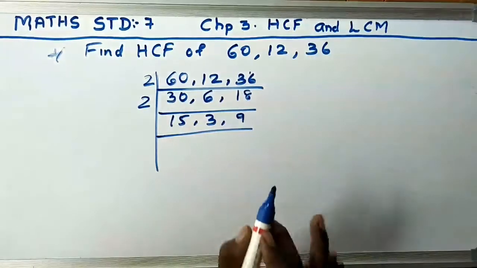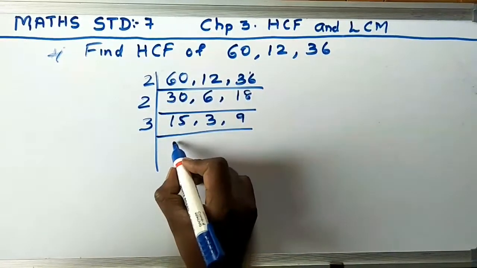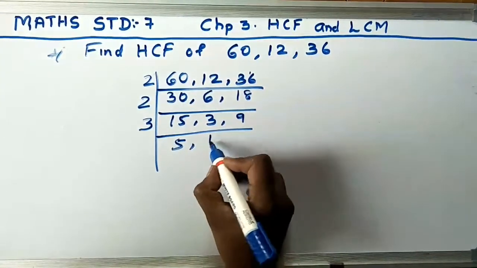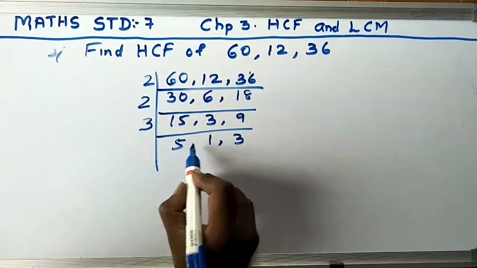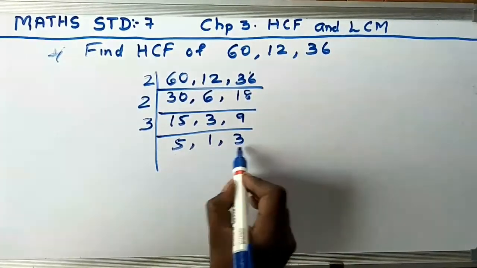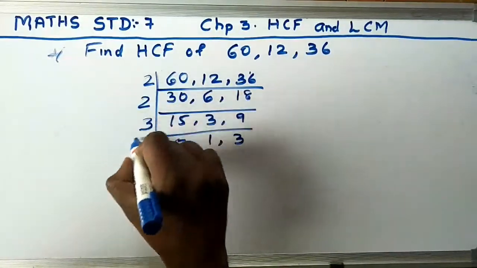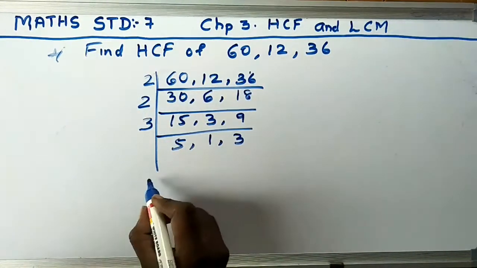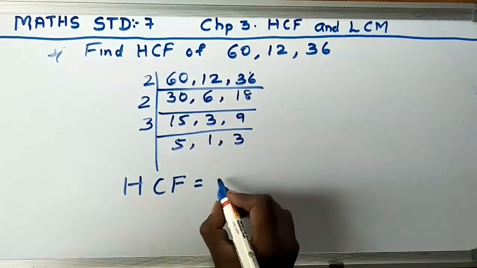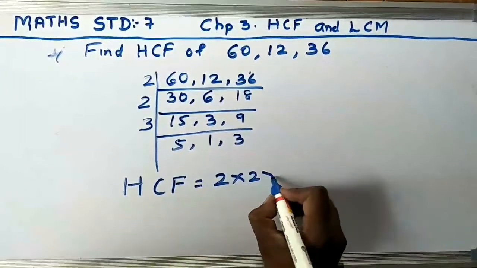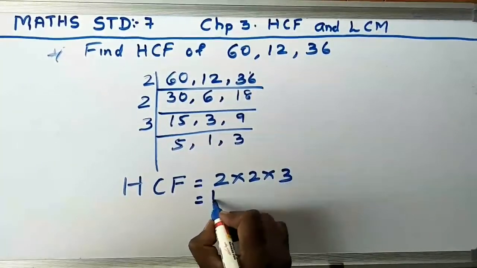Now 15, 3 and 9 are not divisible by 2, but divisible by 3. Let us take 3. So 15 how many times? 5 times. 3 how many times? 1 time. 9 how many times? 3 times. Now 5, 1 and 3 are there. There is no common number which divides all of these. So this 2, 2 and 3 is our HCF. HCF is equal to 2 into 2 into 3, that is 2 4s are 4, 4 3s are 12.